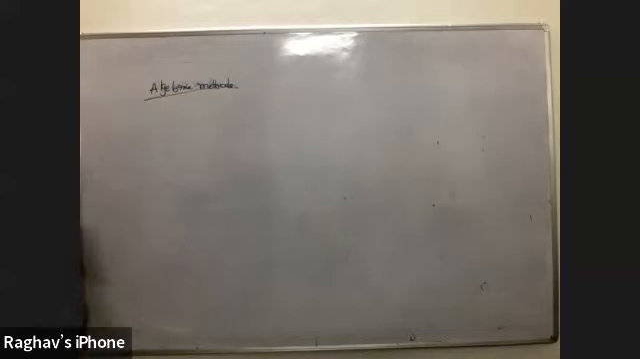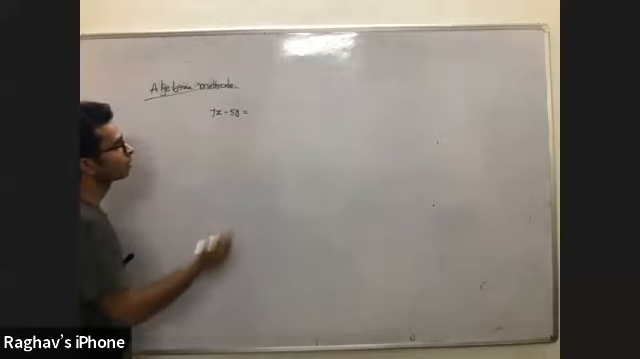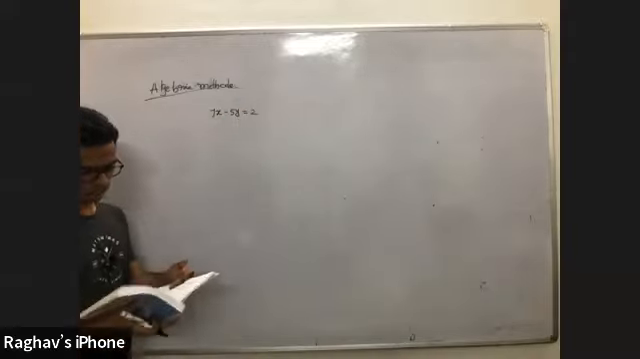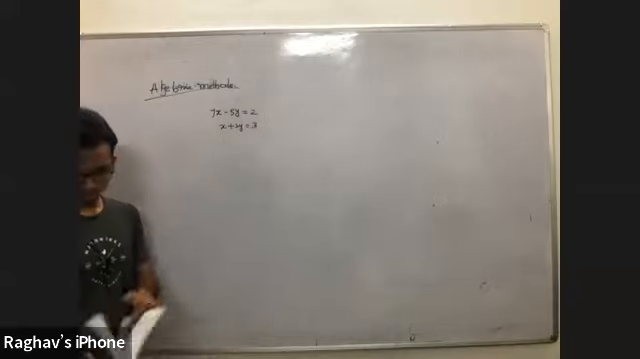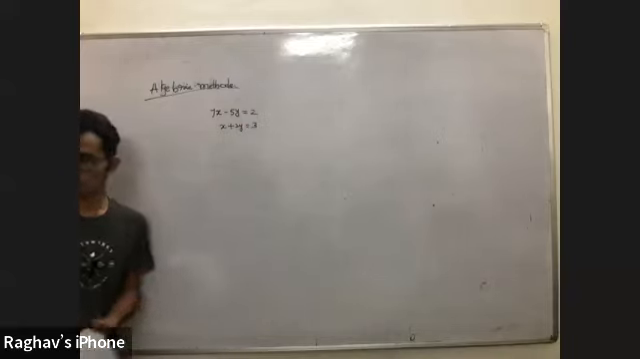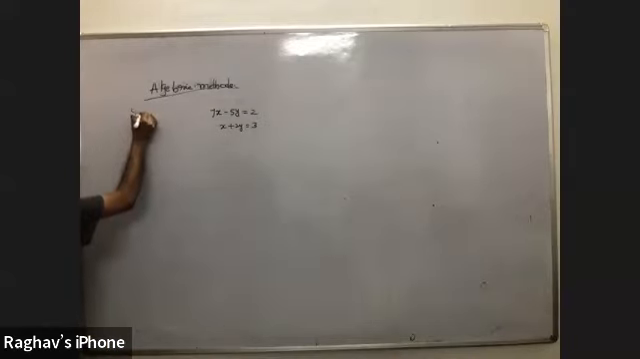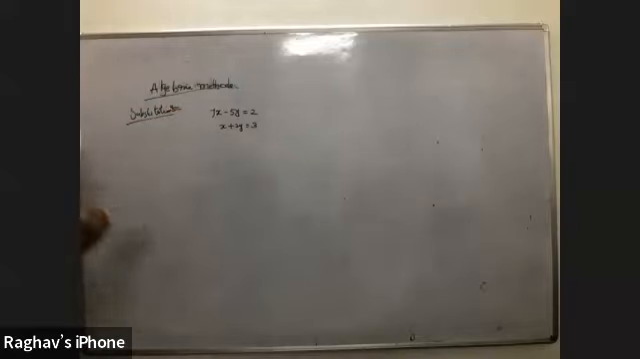Do you have this one in your ninth also? No, right? So, let's say I take one sum: 7x minus 5y equal to 2, x plus 2y equal to 3. Now, it's a substitution method. What is this method called? Substitution method, right?